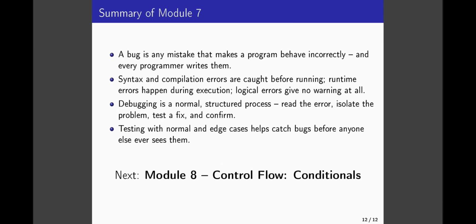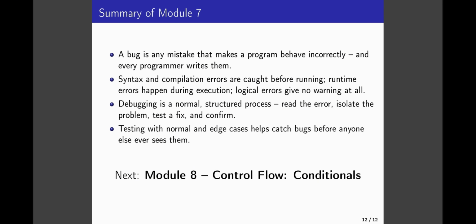So we can recap everything we covered in this module. A bug is any mistake that makes a program behave incorrectly, and every programmer writes them. Syntax and compilation errors are caught before running. Runtime errors happen during execution, and logical errors give no warning at all. Debugging is a normal structured process. Read the error, isolate the problem, test a fix and confirm. And testing with normal and edge cases helps catch bugs before anyone else ever sees them.